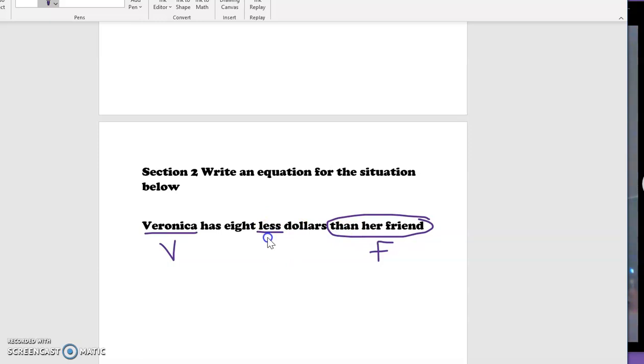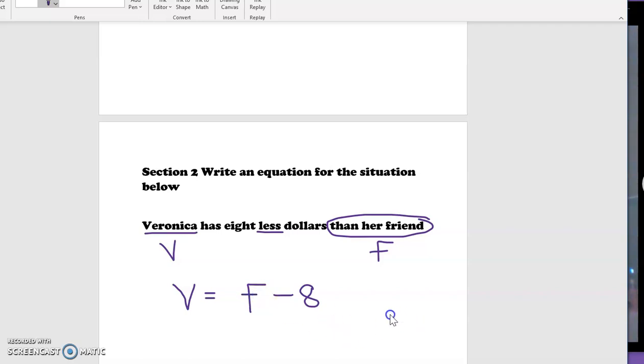Be careful when there's subtraction or division because the order in which you write those variables will be important. My equation here is going to represent how much Veronica has. So I'm going to write that as V equals. If she has $8 less than her friend, 8 less means I'm taking away 8. And again, I'm taking away 8 from F.